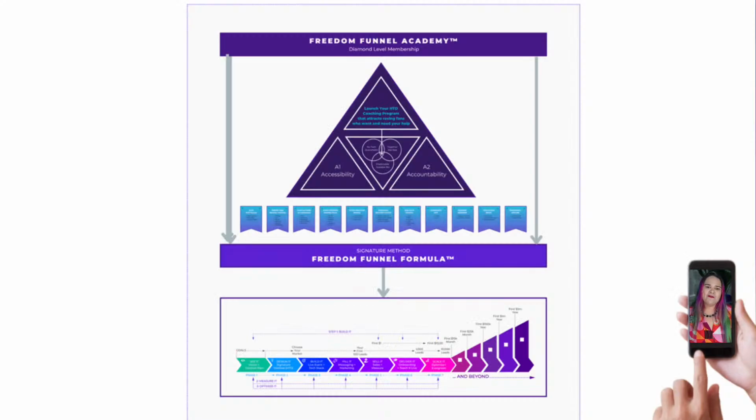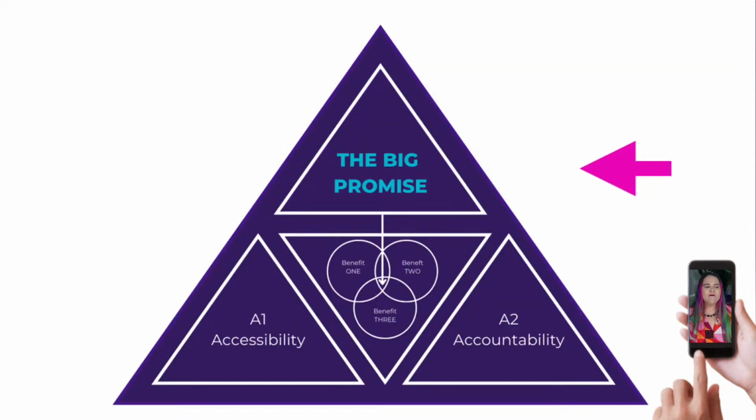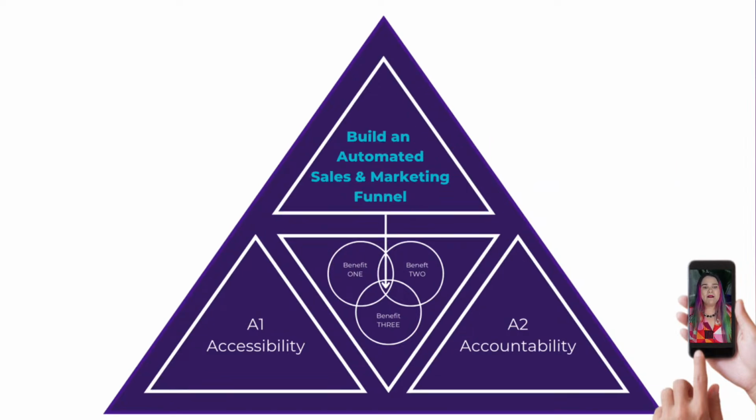So this is our framework for the program that we run. And at the very top, you will see that we have the big promise. This is where it lives. Now, when I used to try and sell my program, I was using this, build an automated sales and marketing funnel, because I know that is what they need. But this is not why they came to me.